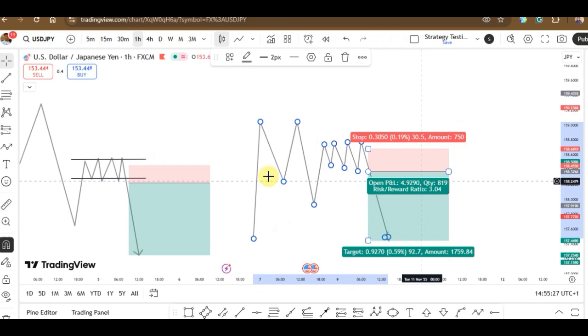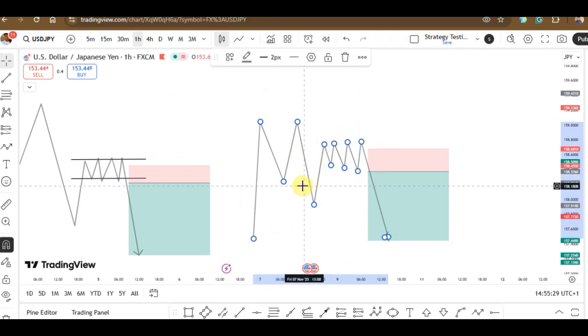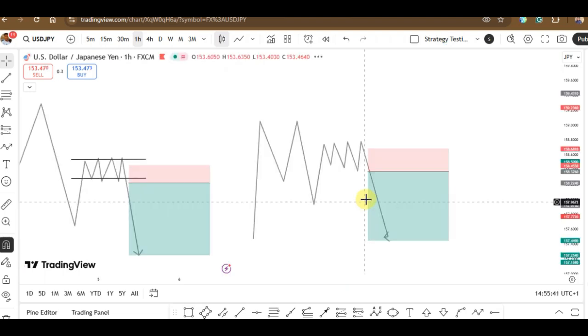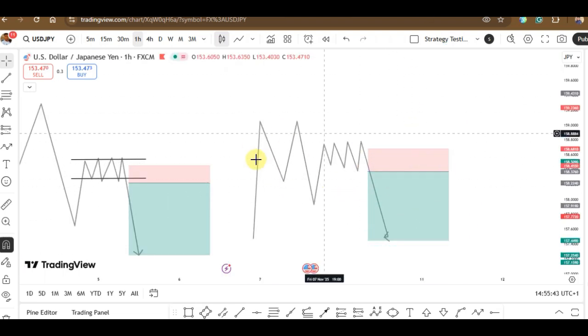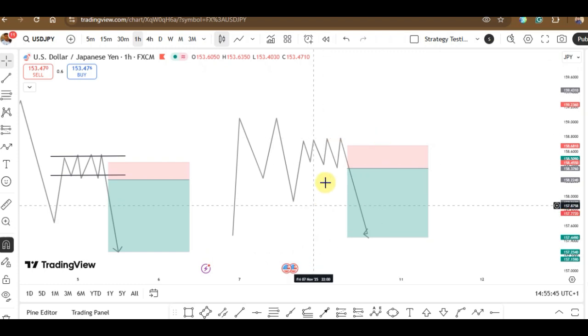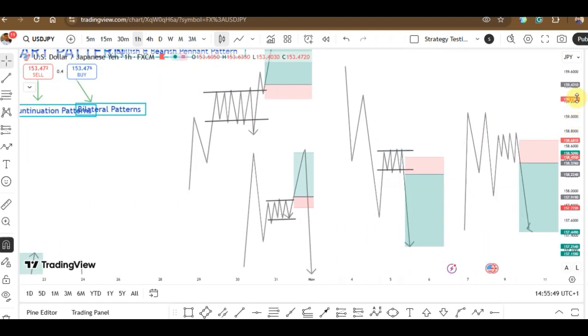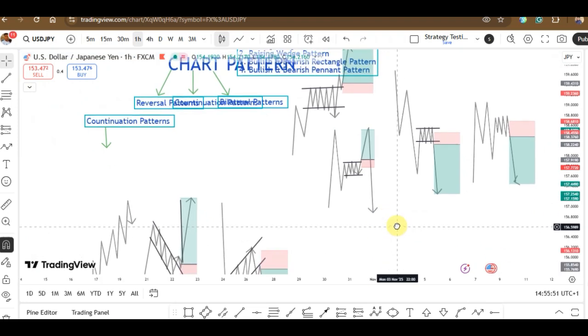So you might see it in this format. There are different ways you will see this chart pattern forming on your chart. All these possible scenarios are just as I've explained here for you guys.